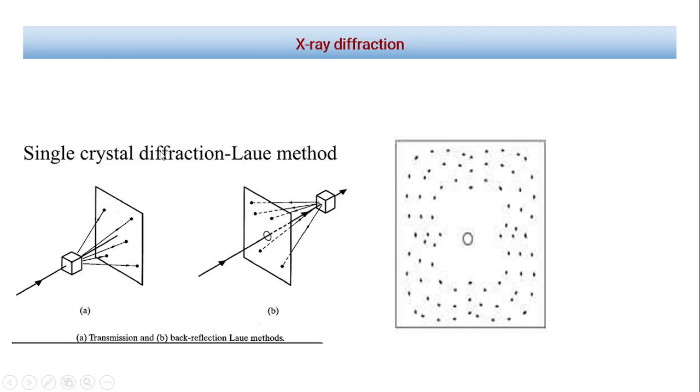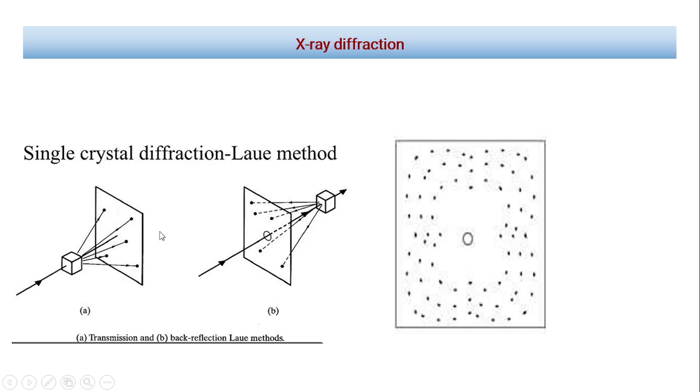So in the Laue method, this is just to show you, we keep an X-ray source, and then we have a crystal. It's usually very small, but here we are showing it quite big. And then when the X-ray diffracts, it gives spots on something called photographic film.